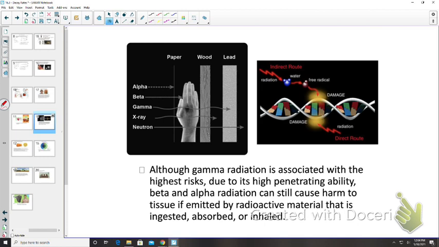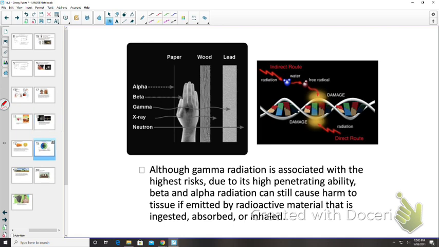So yeah, although gamma radiation is associated with the highest risks due to its high penetrating ability, beta and alpha radiation can still cause harm to tissue if they are emitted by a radioactive material that is ingested, absorbed, or inhaled, or if you were bombarded with alpha rays from some radiation source and you weren't wearing a t-shirt, that would potentially be absorbed within your body.